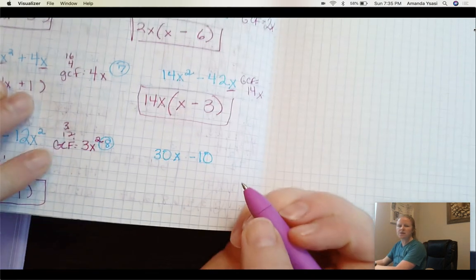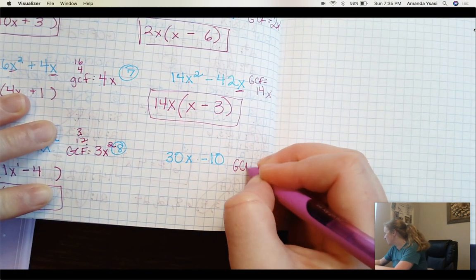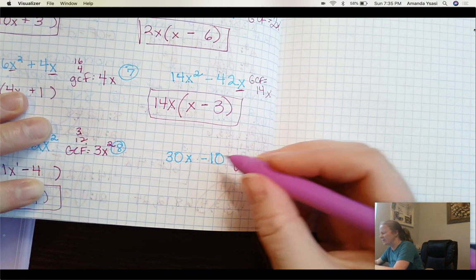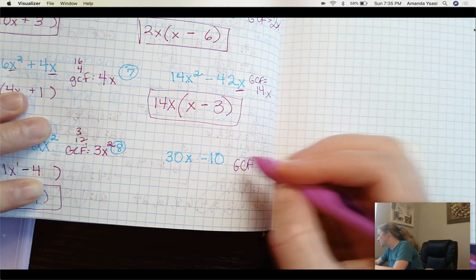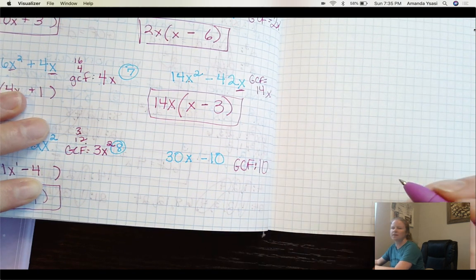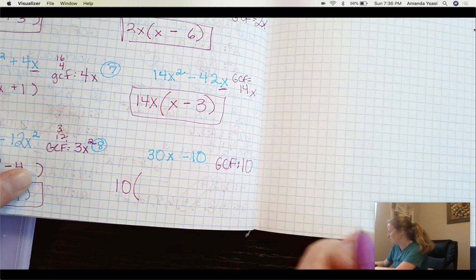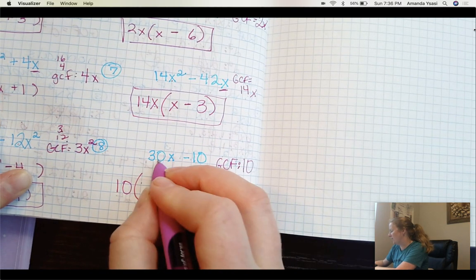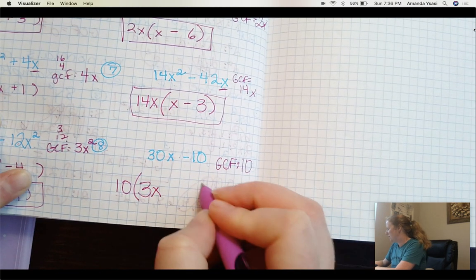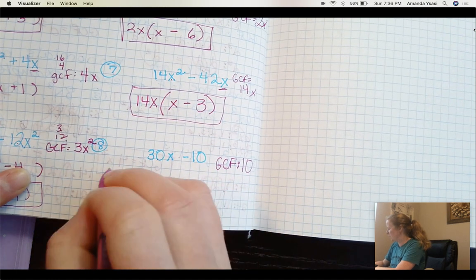Hopefully you're following. All right, the next one, 30x minus 3. So you want your GCF of 30 and 10. Did I say 3? I don't know what I said. 30x minus 10. So GCF of 30 and 10 would be 10. And only one of them has a variable. So we're just going to put 10. And this would be 30 divided by 10 is 3. There's no x's here, so we keep it here. And then minus 10, 10 divided by 10, so that'd be a minus 1 there.